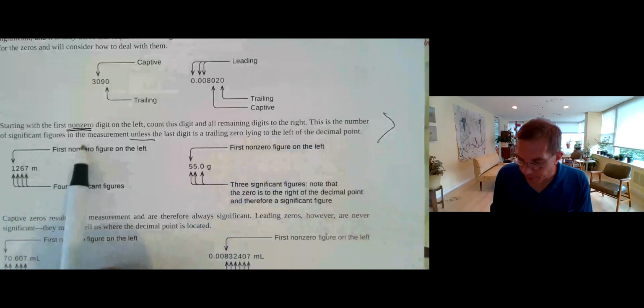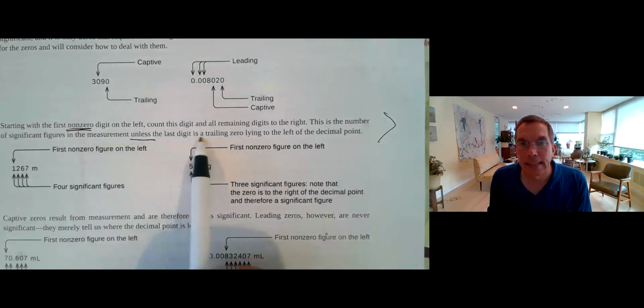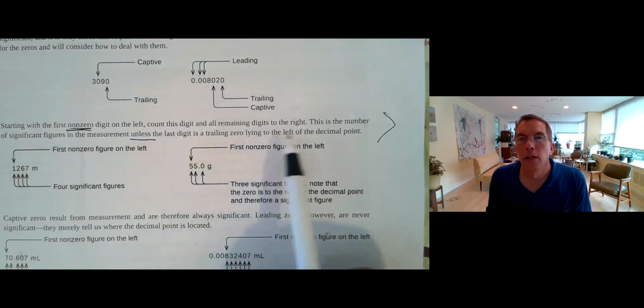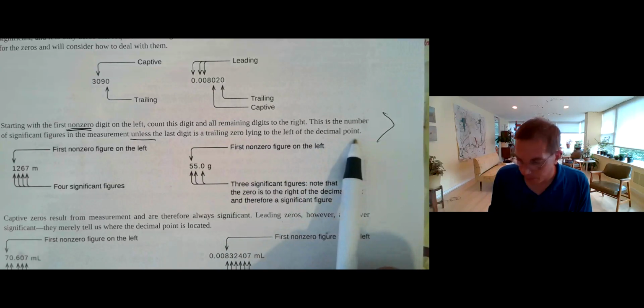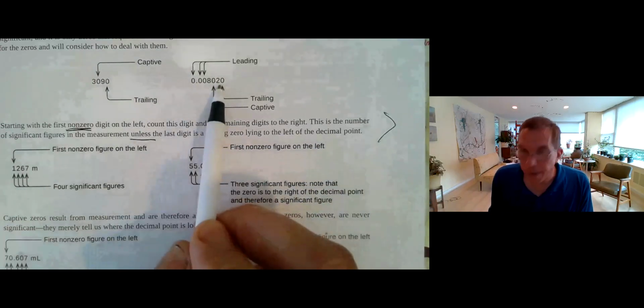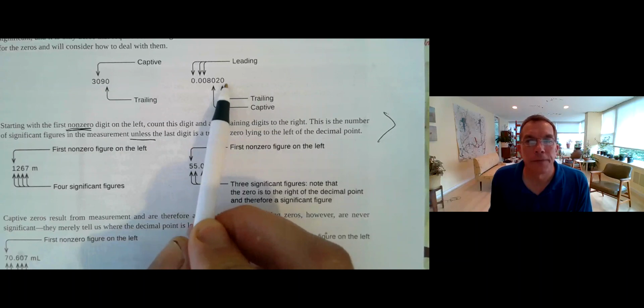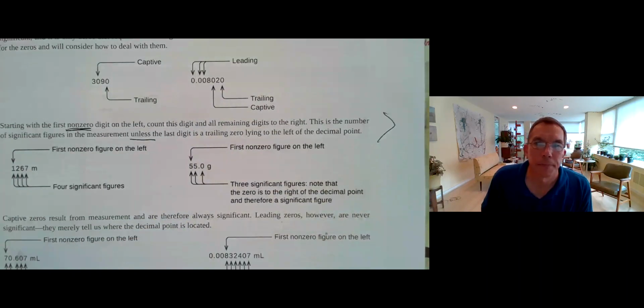This is the number of significant figures in the measurement, unless the last digit is a trailing zero lying to the left of the decimal point. You might say, well, what about this? Is that significant or not? I'm going to ask you to pause the video and determine if this is significant or not. If you don't already know, reread that sentence.